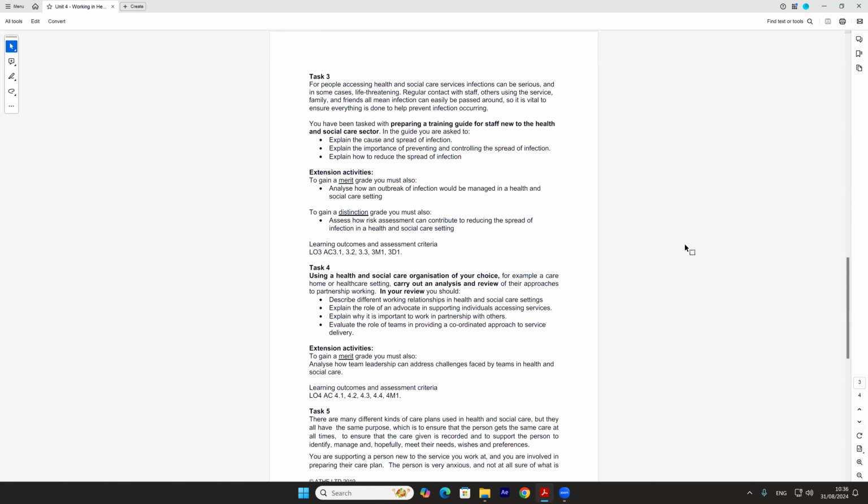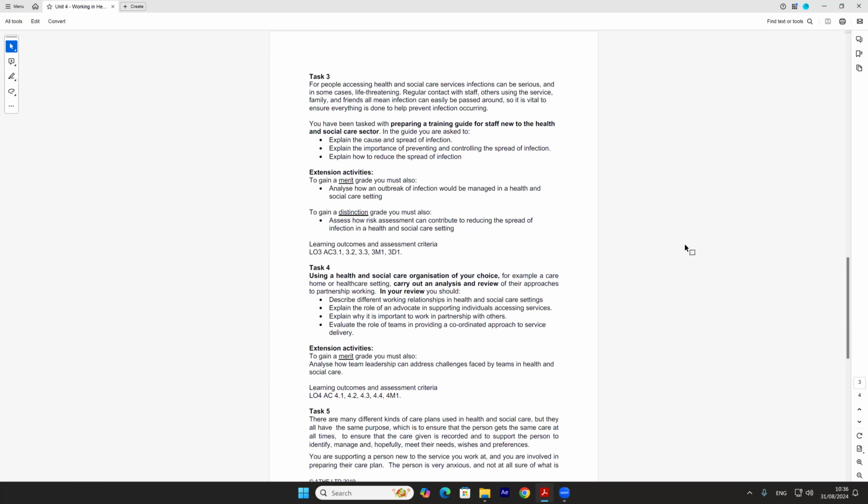And then we discuss the spread of infection. Like we have direct contact. This occurs when pathogens are spread from one person to another through physical contact, such as touching or kissing, for example.